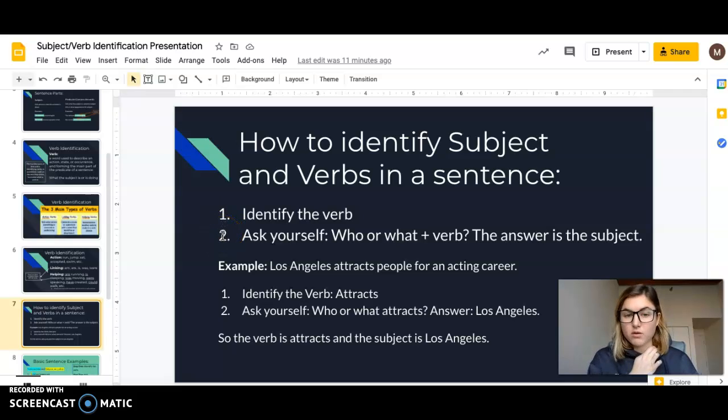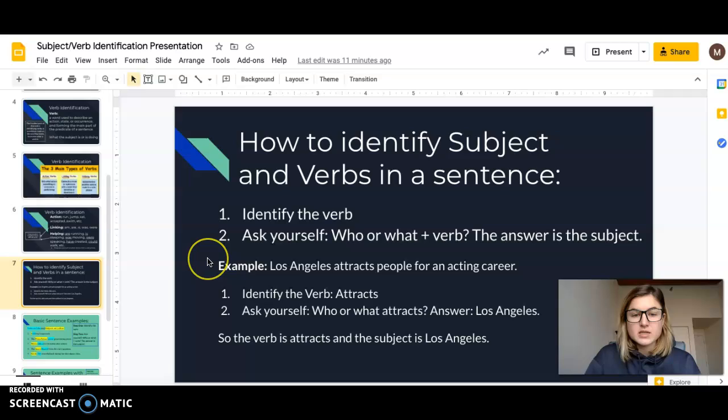Step 2, ask yourself this question: who or what plus the verb. So again, step 1, identify the verb. Step 2, ask yourself who or what plus the verb, and the answer to that question, that sentence you just said, is the subject. So here's an example.